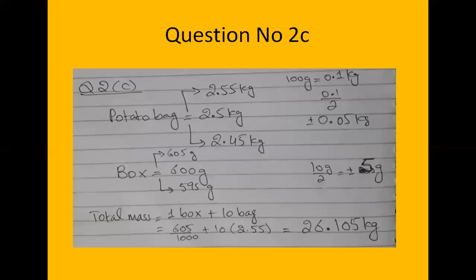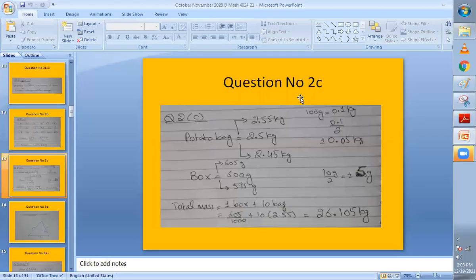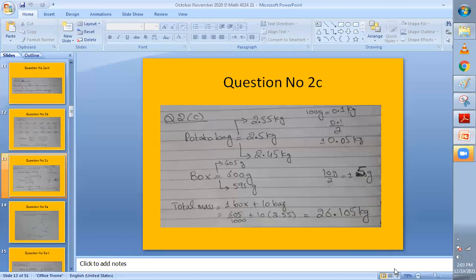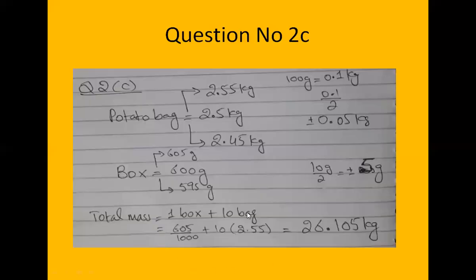Now, the question is the total mass of one box and 10 bags. Because we want the upper bound, if you look at the question, it's very important to calculate the upper bound of the total mass. They want you to find out the upper bound of the total mass. So one box plus 10 bags, total mass, but we want the upper bound. So the upper bound of the mass of the box you will take, and the upper bound of the mass of one bag you will take.